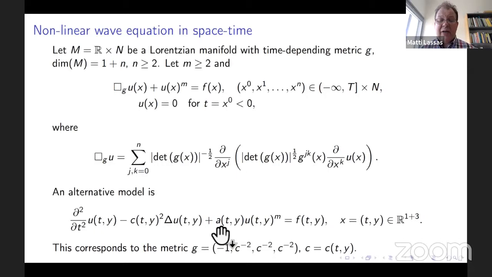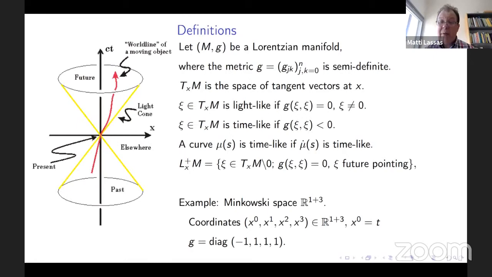Let me consider this concept and some definitions for Lorentzian manifolds a bit more in detail, and formulate some notation. Let us assume that we have a Lorentzian manifold, which just means that the metric is semi-definite. An example is the Minkowski space, where I use the geometrical habit of denoting the coordinates with upper indices. So we have a coordinate x^0, that is the time, and the space coordinates are x^1, x^2, x^3. And we have the Lorentzian metric, that is the diagonal matrix minus 1, 1, 1, 1. So we have this type of semi-definite metric.